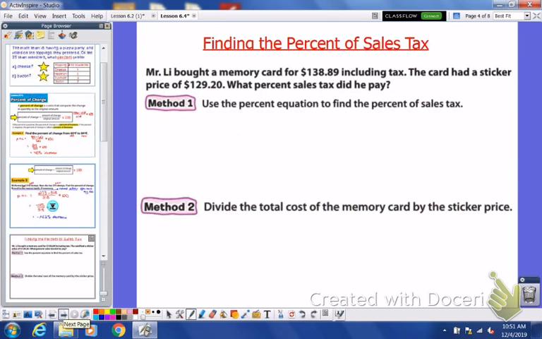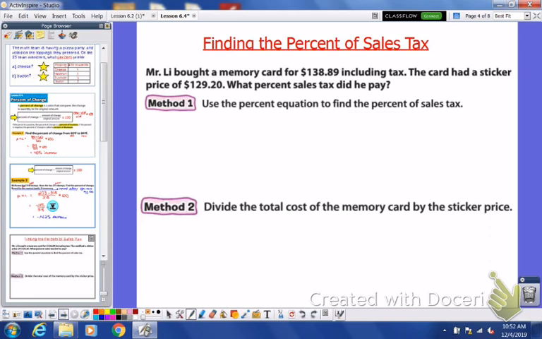All right, moving right along. We did one increase, we did one decrease. Now we want to find our percent of sales tax. Some nice applicable stuff here. You're all going to work with sales tax at some point. So Mr. Lee bought a memory card for $138.89, including tax. The card had a sticker price of $129.20. What percent sales tax did he pay? So this is talking about a percent of change. Our tax would be a percent of change. It increases our price, so we know we should be getting an increase.